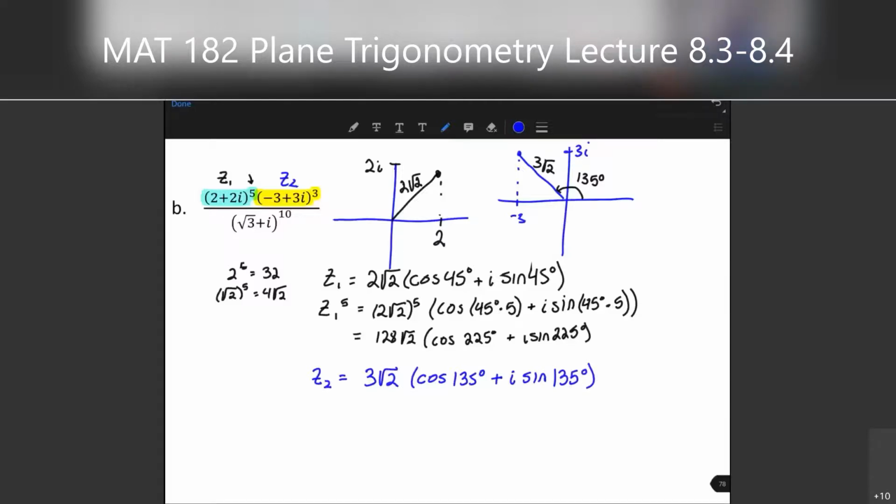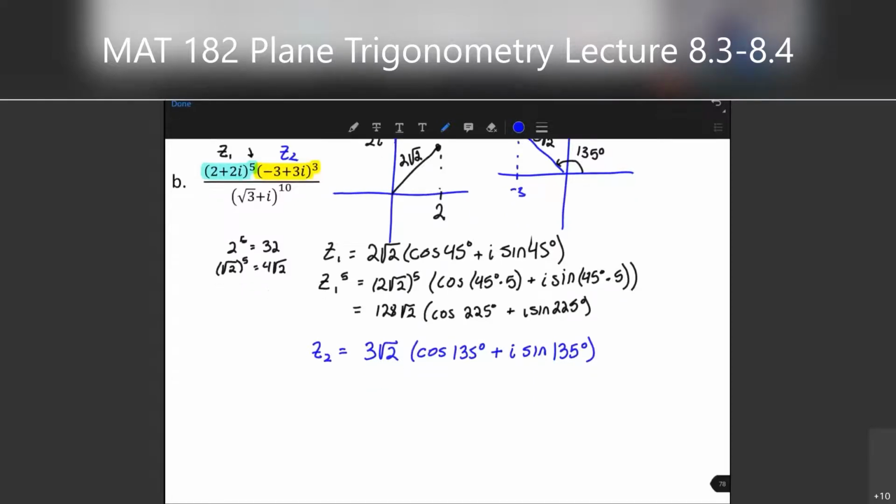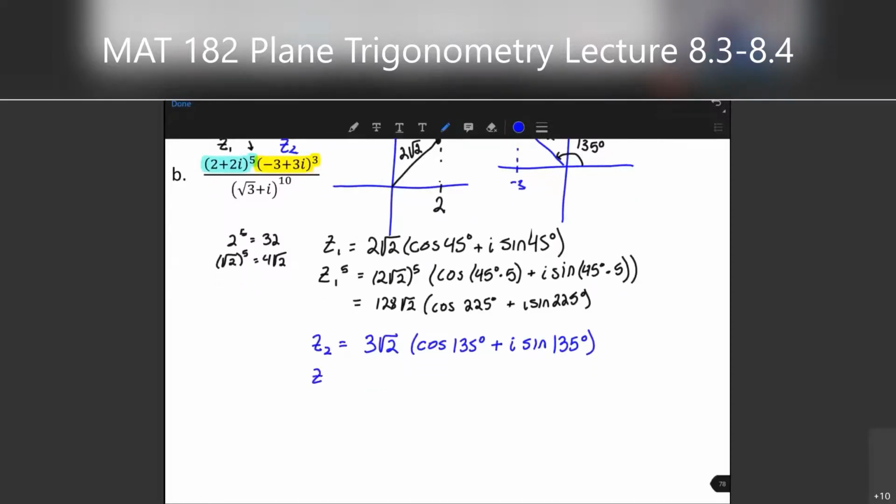Okay, so notice that in our problem here, we want to raise this to the 3rd power. So let's consider doing that next. So you want to raise that Z2 to the 3rd power. So we'll raise each of these components. So we're raising this to the 3rd. And then we'll have a multiple of 3 in the argument.